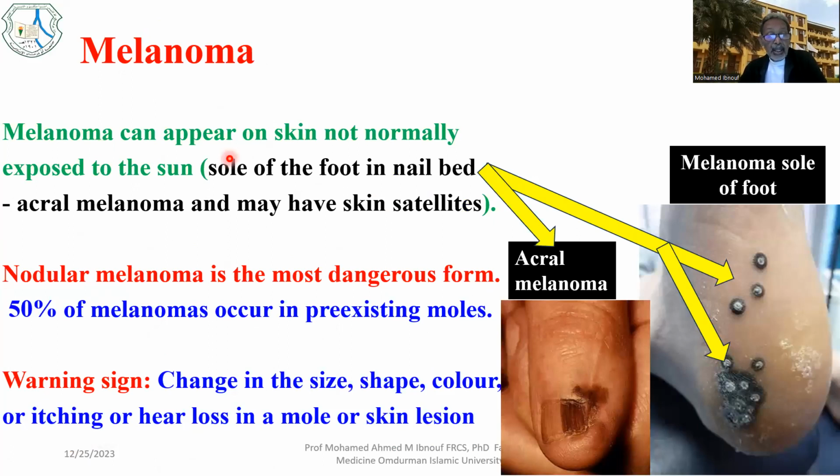This is the ABCD description of melanoma. Melanoma can appear on skin not normally exposed to the sun, like melanoma occurring in the foot and in the nail bed. This is in the nail bed, acral melanoma, and here in the foot with satellite metastasis in the skin. Nodular melanoma is the most dangerous form of melanoma, and 50% of melanoma occurs in a pre-existing mole. Warning: any changes in a pre-existing mole, like increase in size or shape or color, or itching or hair loss in a mole or skin lesion, might indicate a change to malignancy, forming malignant melanoma.